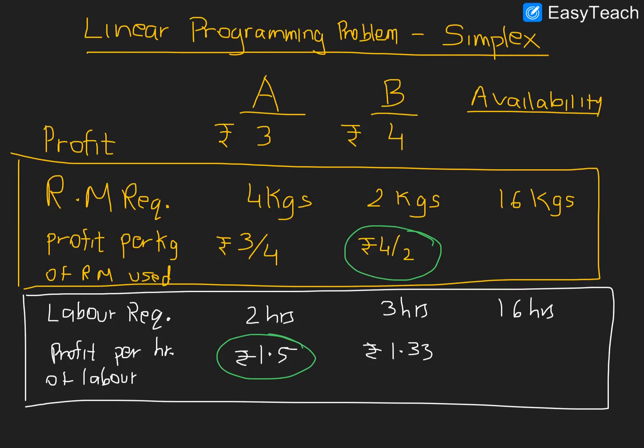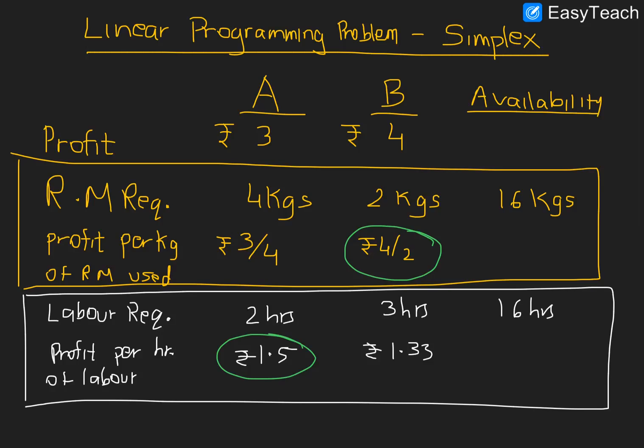So now here the problem comes, where both the constraints are giving me contradicting directions. The raw material constraint asks me to produce B, the labor constraint asks me to produce A. That is where we have a need for a linear programming problem, and obviously one of the methods to solve a linear programming problem is simplex. So this is the background for how a simplex problem can be solved.